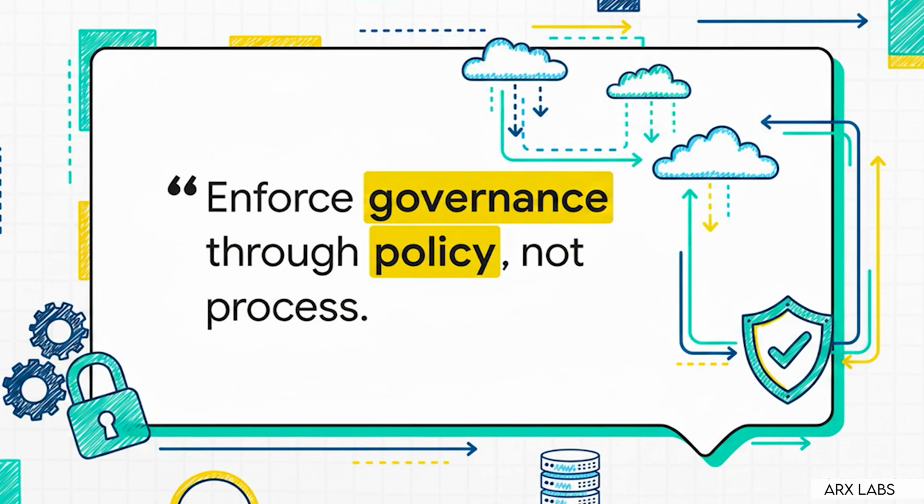And I really want this next idea to stick with you. Instead of getting bogged down in manual checklists and approval emails that just slow everyone down, you want to build your governance into the system itself. Make it a policy, not just a process. This whole 3-pillar framework is a perfect example of that. It sets up guardrails that let your teams move fast without breaking things.